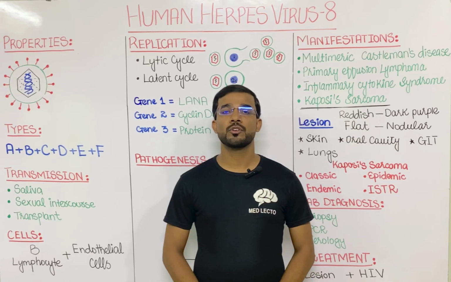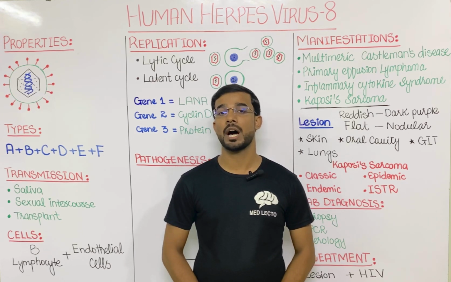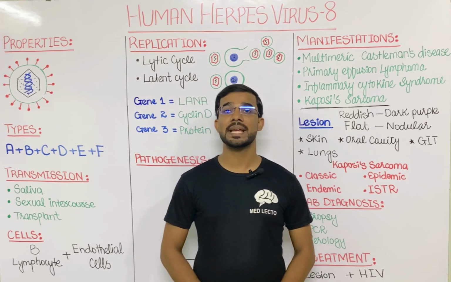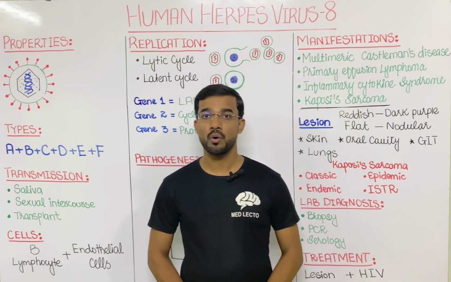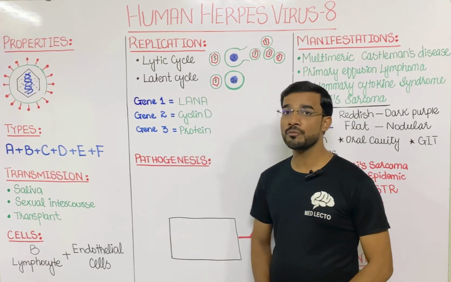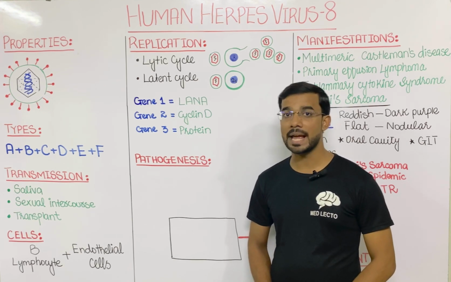In this lecture, we are going to discuss human herpes virus 8, or you can say Kaposi sarcoma associated herpes virus, because it's an important agent of the Kaposi sarcoma. So let's get started. First of all, we will look at the structures of the human herpes virus 8.